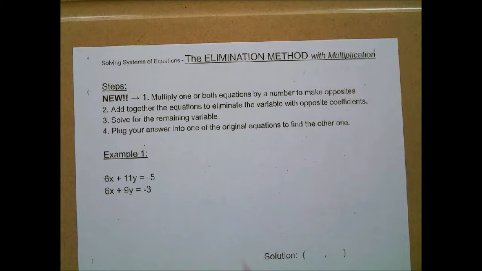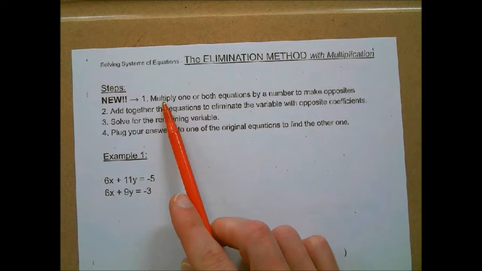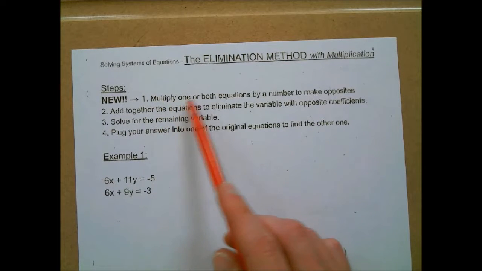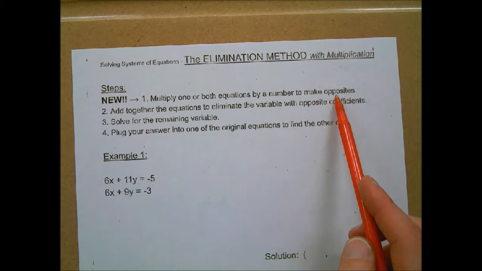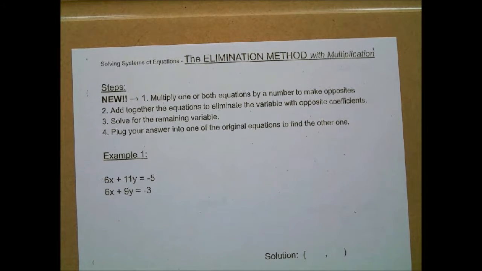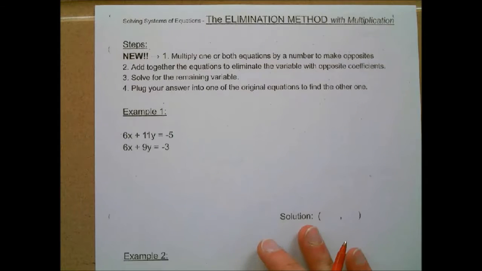But this new step that we have to do now, we're going to have to multiply one or both equations by a number to make opposites, okay? So again, we've kind of already done this. If you look at example 1, right?